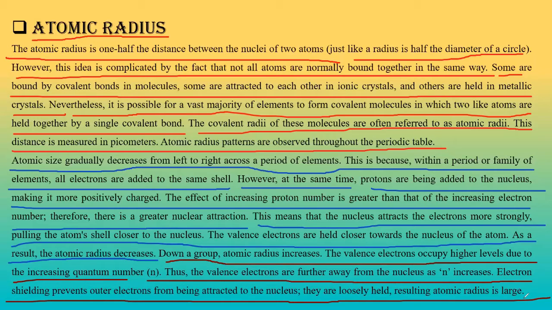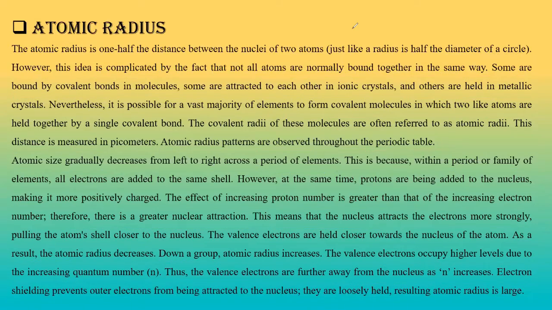So what is happening? It is quite easy to remember that one shell is added whenever we are going from top to bottom. If the shell is added, then what will happen? Automatically the attraction will be less and the size of the radius will be more. So that's how it is. Let us go to the next slide.